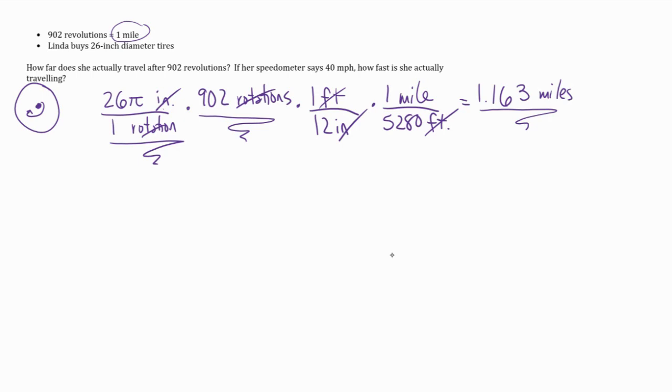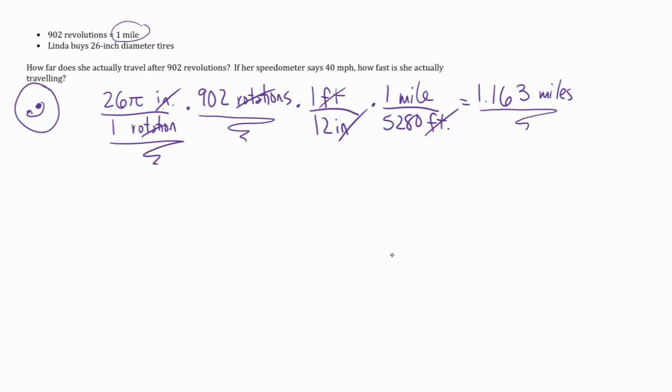Now her speedometer, which again thinks that she is traveling at a different speed and a different distance than she actually is. So her speedometer says 40 miles per hour, but she's not actually traveling at 40 miles per hour. How fast is she traveling? Okay, so you can pretty much do a basic ratio here, or you can do the unit conversion idea.